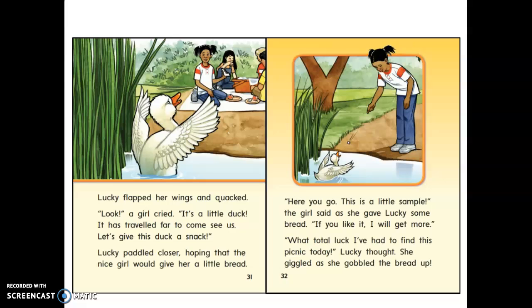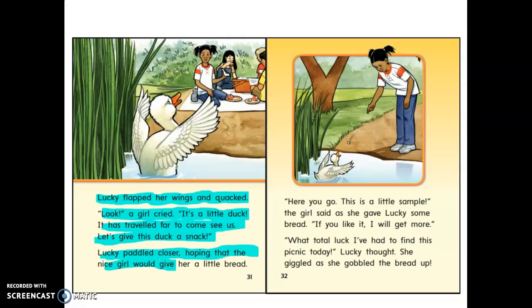Next page, ready? Read. Lucky flapped her wings and quacked. Look! a girl cried. It's a little duck. It has traveled far to come see us. Let's give this duck a snack. Lucky paddled closer, hoping that the nice girl would give her a little bread.